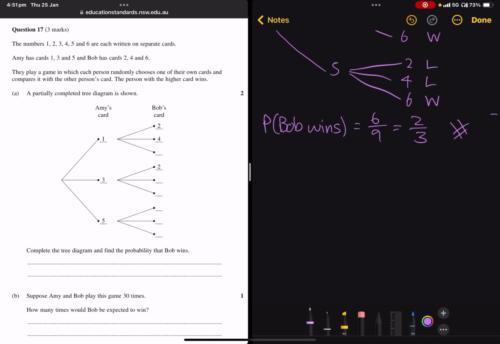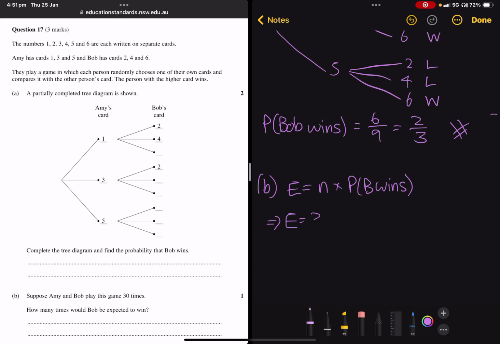Now part B says, suppose Amy and Bob play this game 30 times. How many times would Bob be expected to win? So the way we're going to work out the expected number of wins is the number of games played multiplied by the probability that Bob wins. So this is a fairly simple calculation. We're doing a simple expected value here.